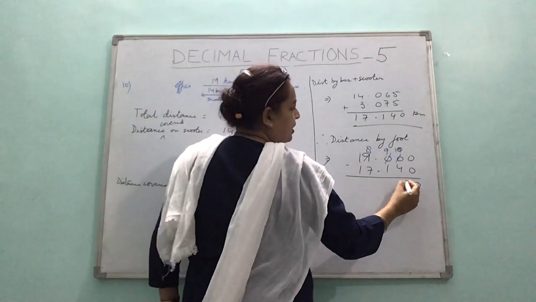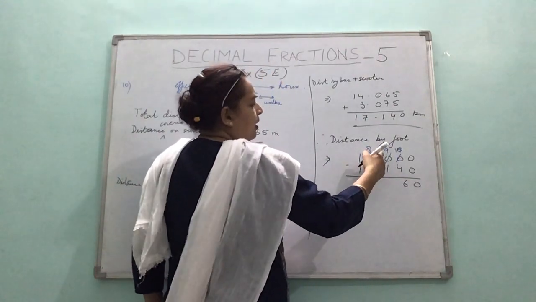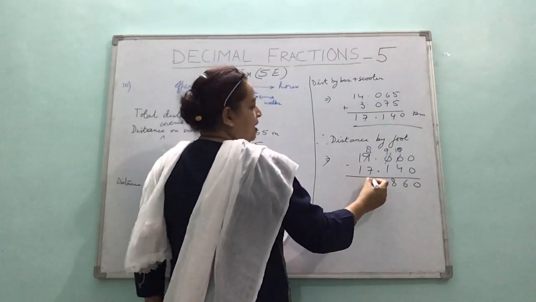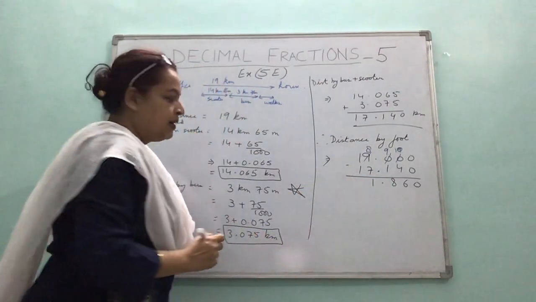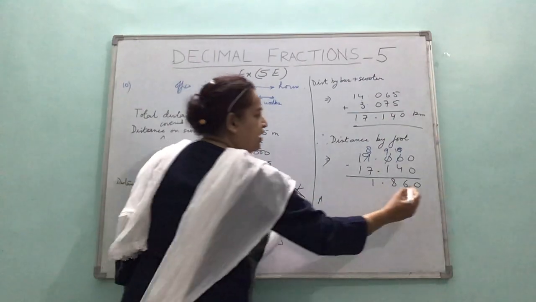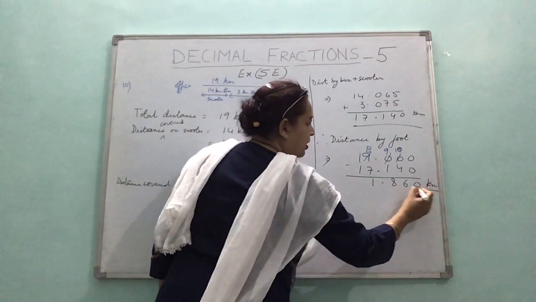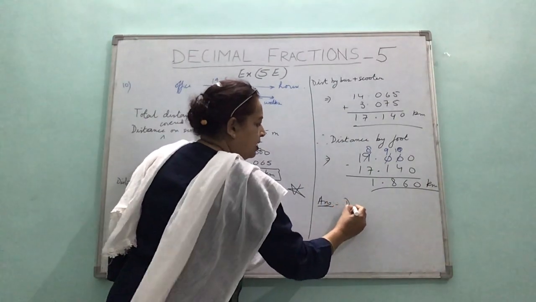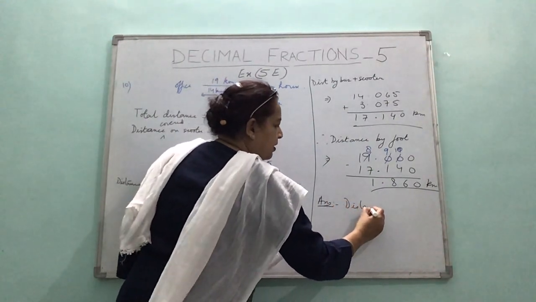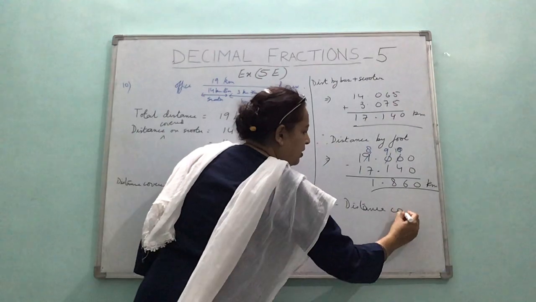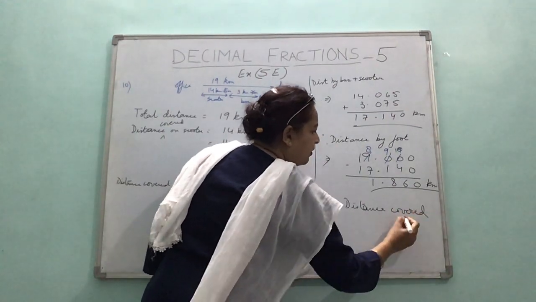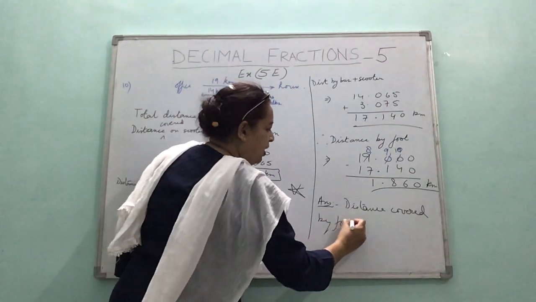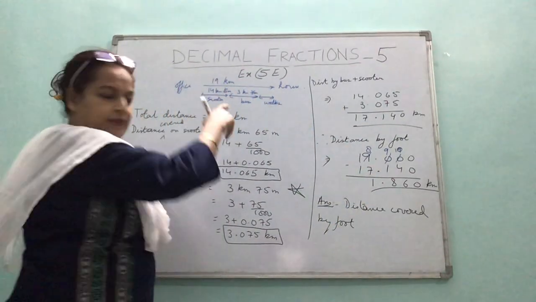Okay. 10 minus 4 is 6. 9 minus 1 is 8. And 8 minus 7 is 1. So, final answer. This is in which unit, children? Kilometer. And what would be my final answer? Answer, distance covered by foot. Now our answer should be in the same format.